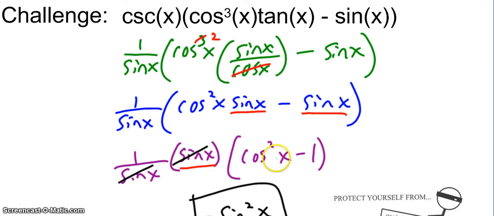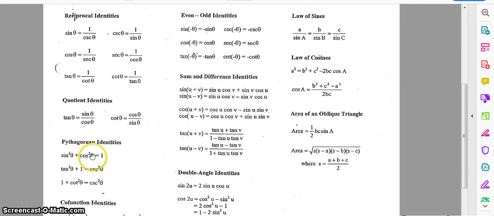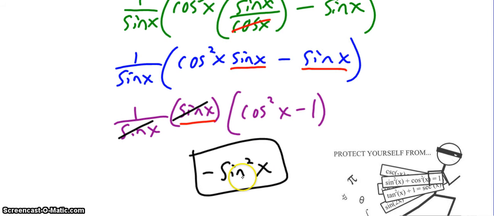Then I was left over with cosine squared of x, and then minus 1 because I factored out sine of x. So now this sine of x reduced with this sine of x, and that becomes a 1, so I can kind of ignore it since it's multiplying by 1. And cosine squared of x minus 1 is what I was left over with in the parentheses. But, again, from my Pythagorean identity, if I subtract the 1 and I subtract sine squared, cosine squared of x minus 1 is going to equal negative sine squared of x. So that's how I got my negative sine squared of x.